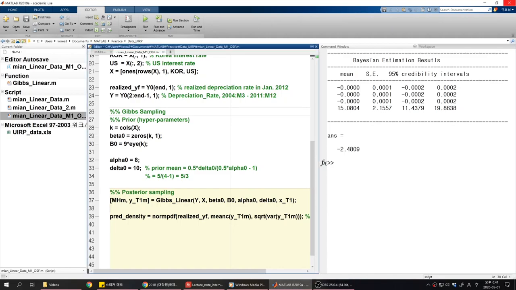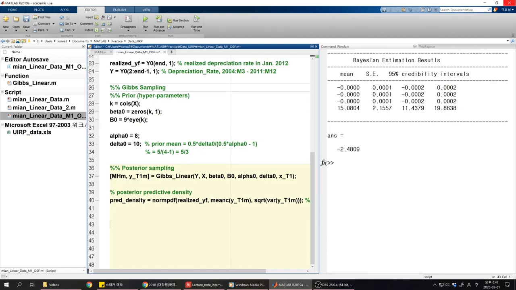Right, last time we did out-of-sample forecasting, and we measured the predictive accuracy by using the posterior predictive density. Yes, and this is the posterior predictive density.